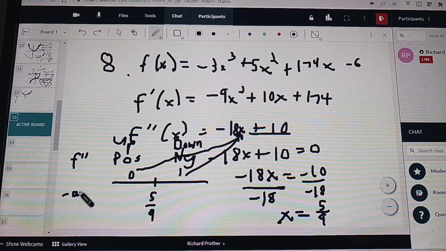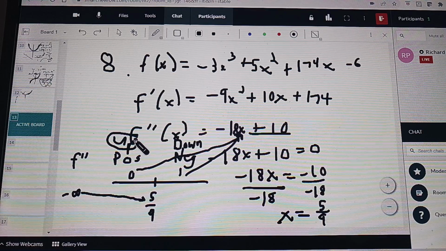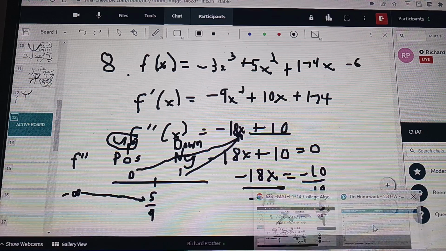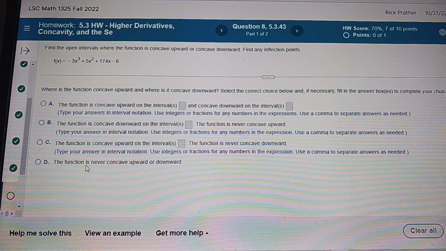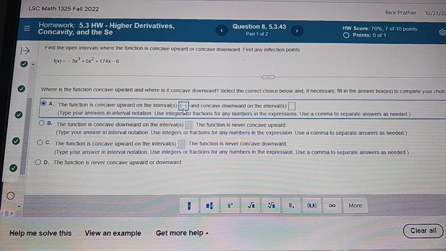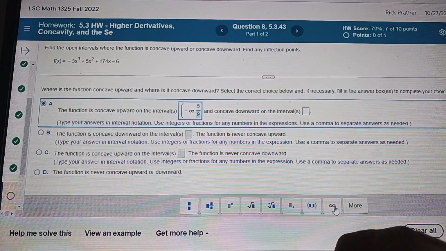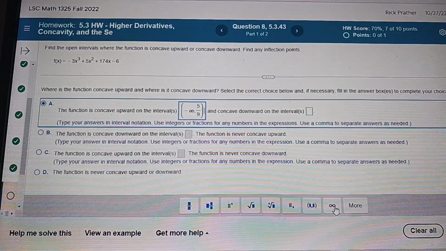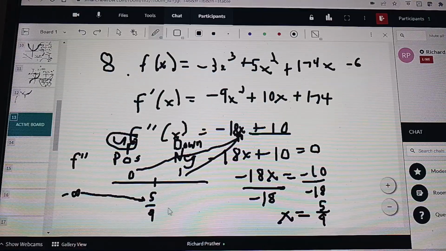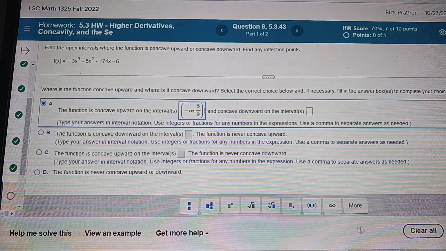From negative infinity until you hit 5/9, that's when you're concave up. So this time the concave up is happening first. The graph is concave up from negative infinity until you get to 5/9. And then from 5/9 all the way to positive infinity, then it's concave down. It only has the one switch.